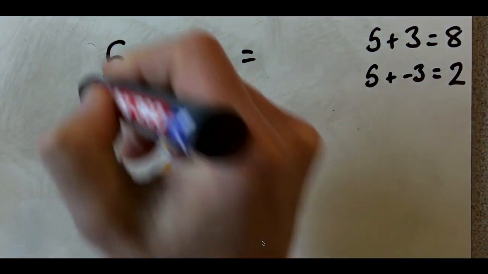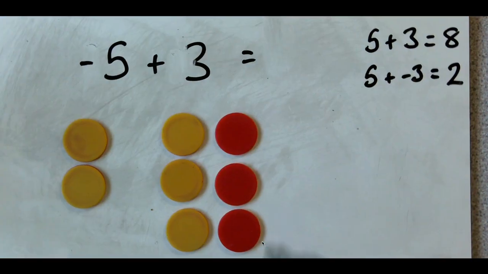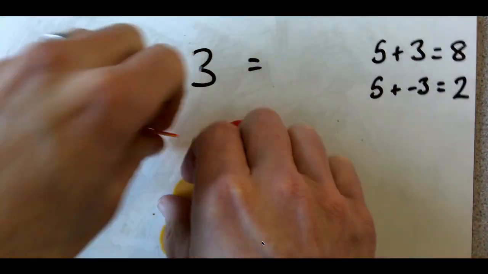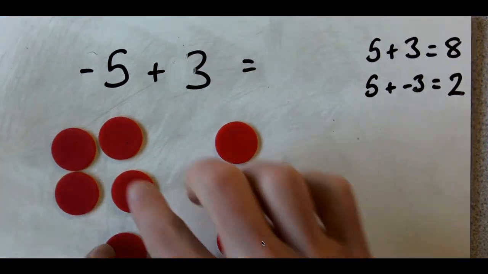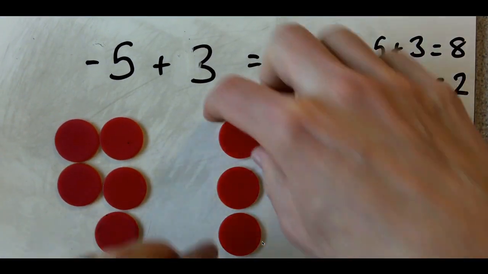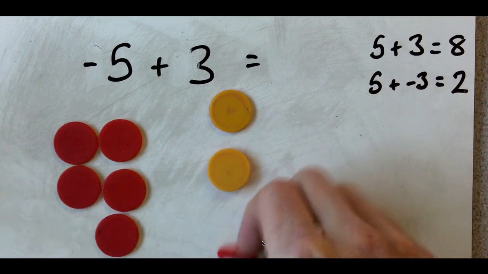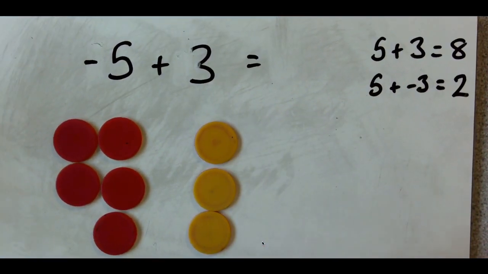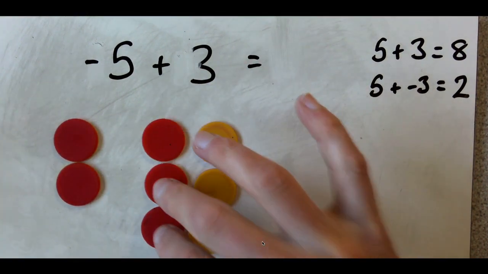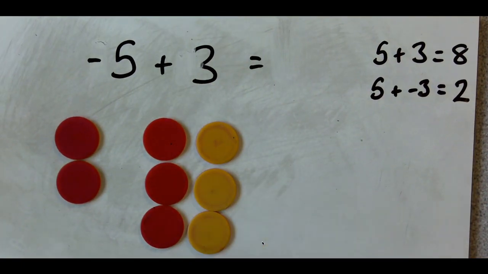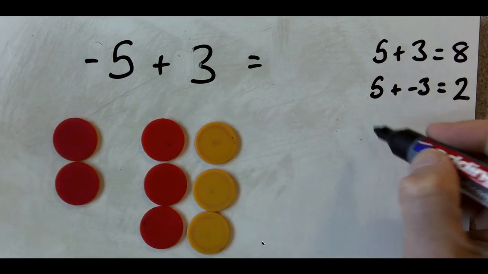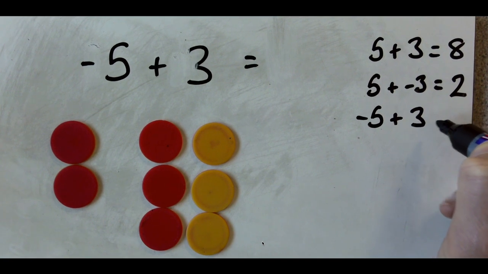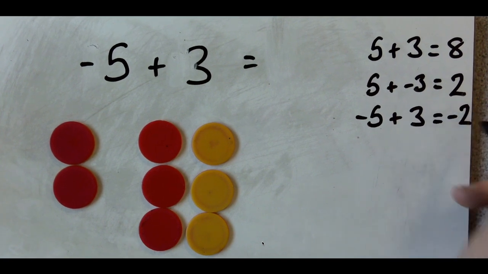Okay, so next we're going to change them slightly. So negative 5 add 3. So I'm going to turn these ones over. So there's my negative 5. And add the 3 this time. So add the positive 3. And again, hopefully you should see we've got 3 zero pairs. This leaves us with our negative 2. So negative 5 add 3 leaves us negative 2.